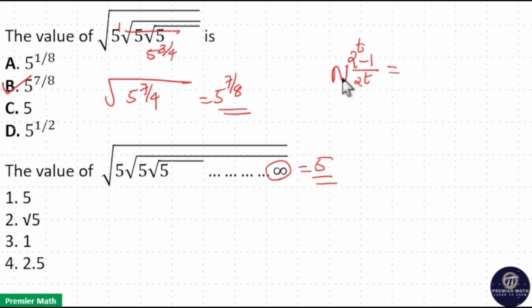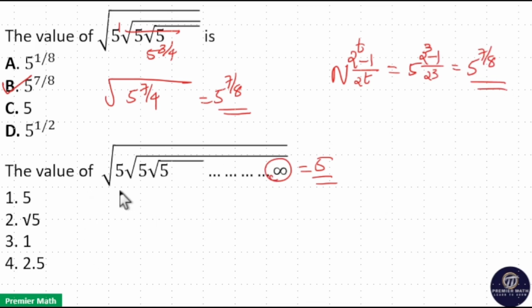Here if you use this formula, n is equal to 5 here and this is 2 raised to t, where t is equal to the total number of square roots. Here there are total 3 square roots. So 2 cube minus 1 divided by 2 cube, which is equal to 8 minus 1, which is 7. So 5 raised to 7 by 8.